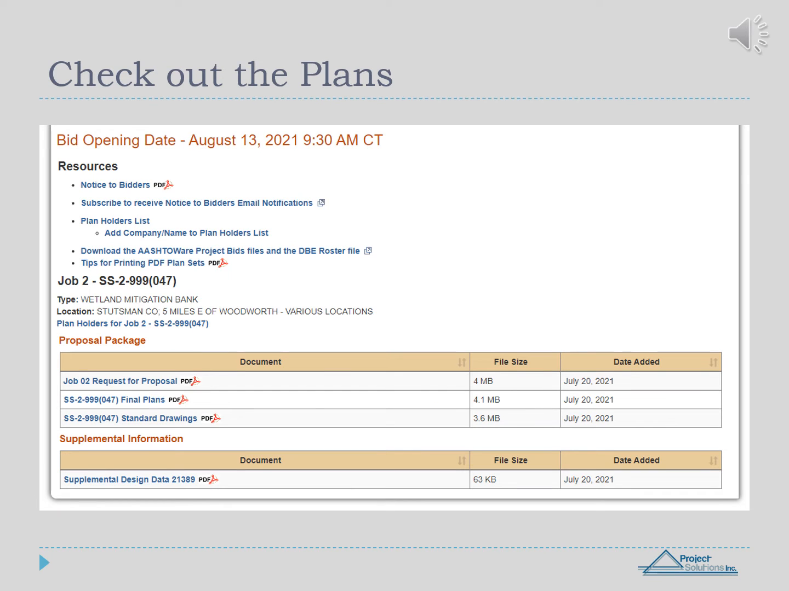Back on the plans and proposals page, let's download and check out the plans provided. Find the final plans PDF file and select it. This should initiate a download, allowing you to view the file. Once downloaded, open up the PDF to view the plans.